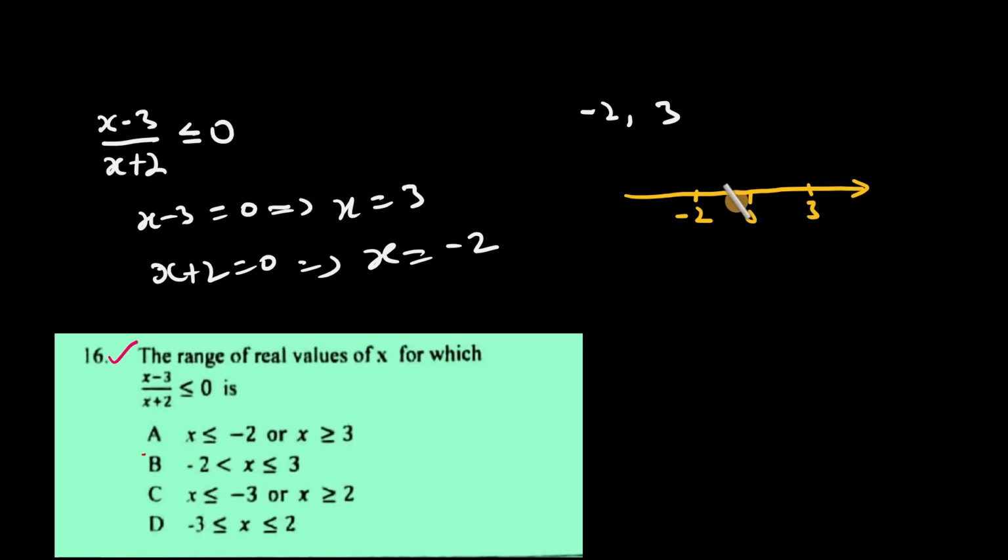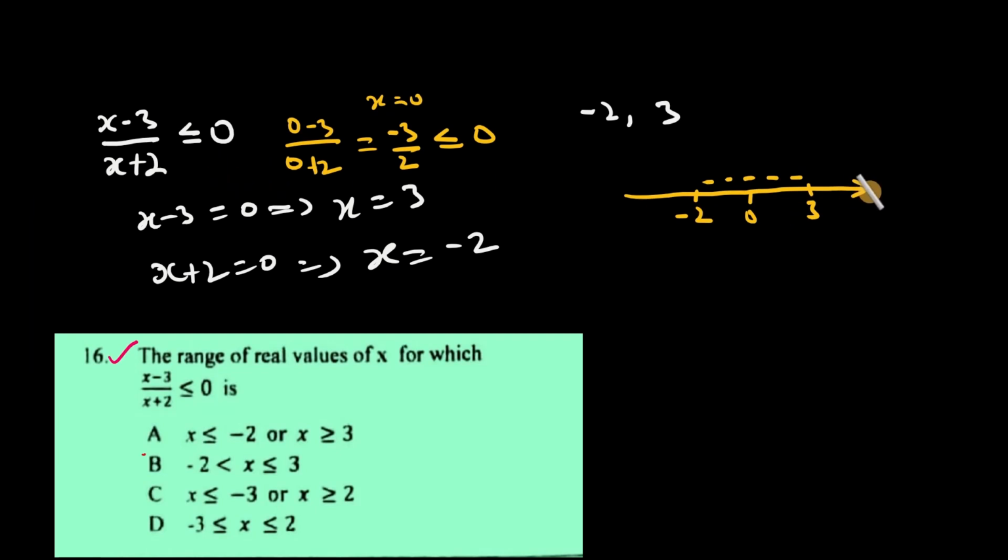So we take a value in each of these regions and test whether it satisfies the inequality or not. For a value to satisfy this inequality, the value must make the inequality less than or equal to 0. Between minus 2 and 3, let's choose 0 and test in this inequality. That is, for x equals 0, we have (0 minus 3) over (0 plus 2), which is equal to minus 3 over 2. Minus 3 over 2 is less than or equal to 0. Therefore, this region is negative because it's less than or equal to 0.